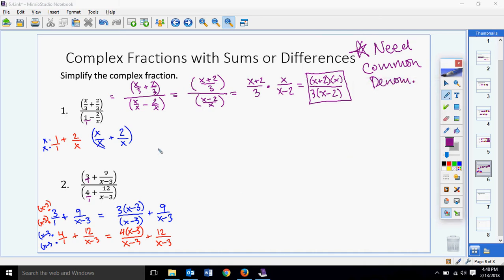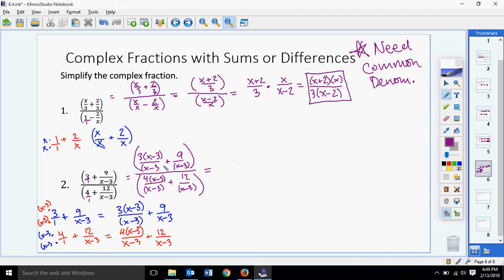Now that I've rewritten it with common denominators, I'm ready to start solving. So let me clean this up here. So we made 3 times x minus 3 over x minus 3, 9 over x minus 3, divided by 4 times x minus 3 over x minus 3. Okay, I've rewritten both my fractions with the common denominator. Now I'm ready to add them.